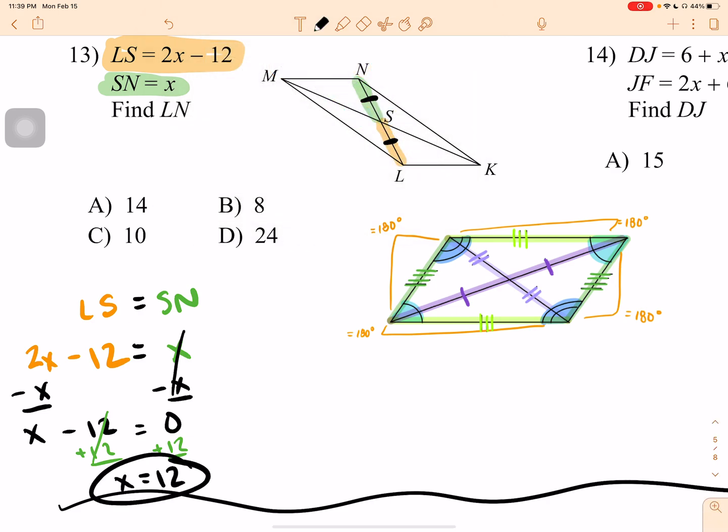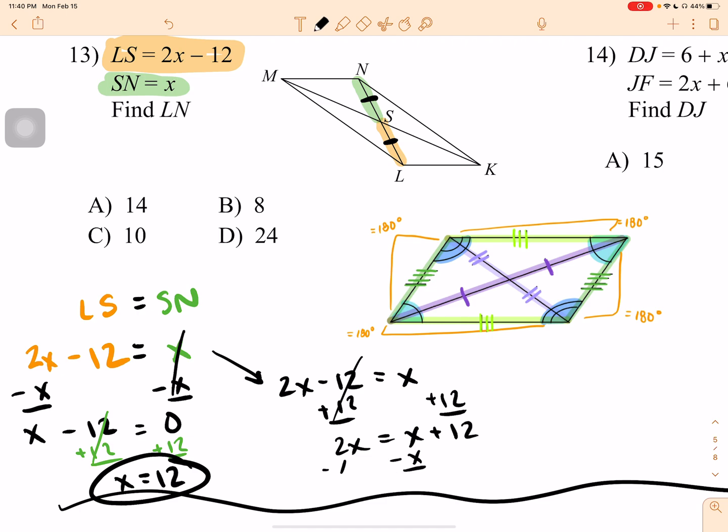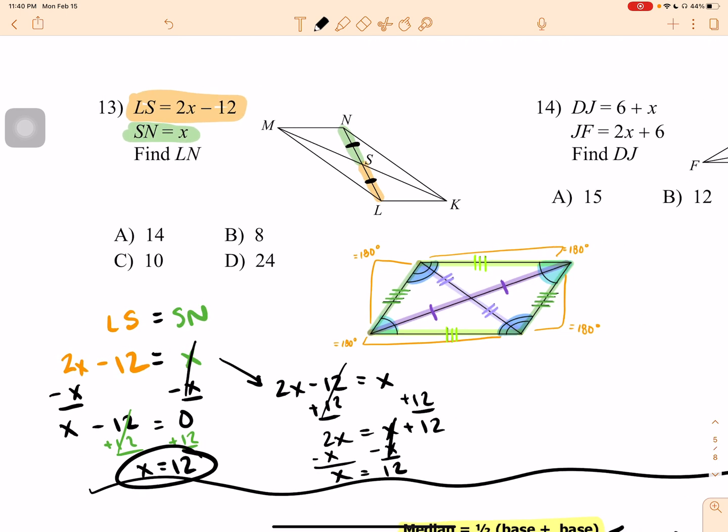You could have also added the 12 over and then subtracted the x. That would have been fine too. So I want to show you what that would look like, just in case you were like, wait, what? But regardless, we could have added 12 to both sides: 2x equals x plus 12. Subtract x, x equals 12. You could have also subtracted the 2x over and then divided both sides by a -1. So whatever way you do it, go for it.